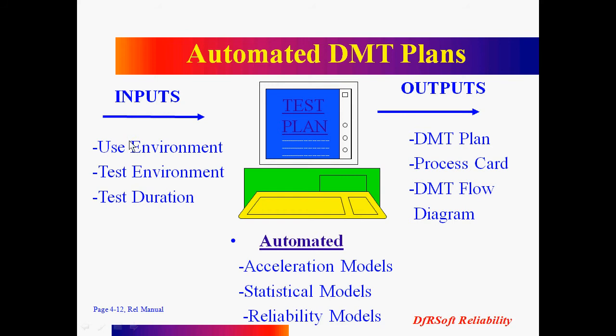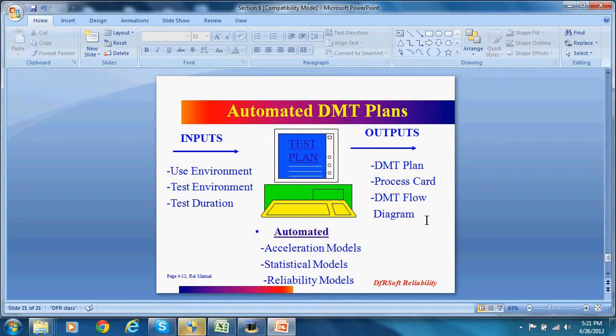So the goal is to come up with an automated capability for you to have a structured method for doing what is industry standard qualification testing. You're going to have the ability to put in use environment and test durations, and using your standard models and your statistics and reliability models, come up with a design maturity test with a process flow card so the test can be conducted, and with a test diagram. So let's go over to DfRSoft and see how this is accomplished.